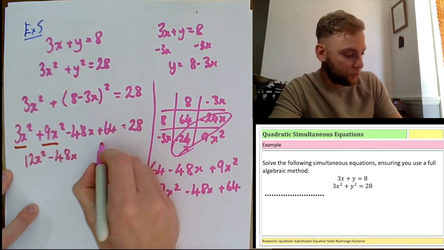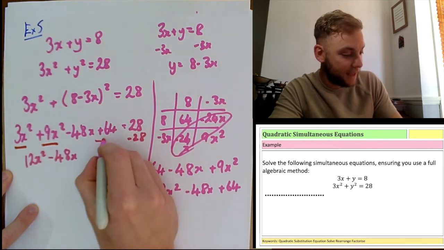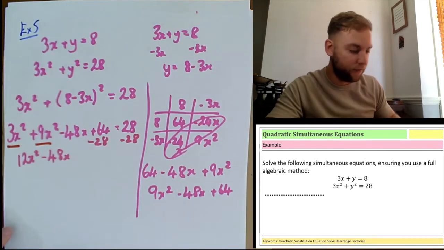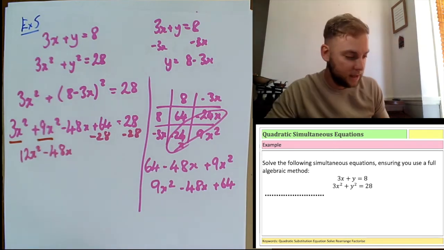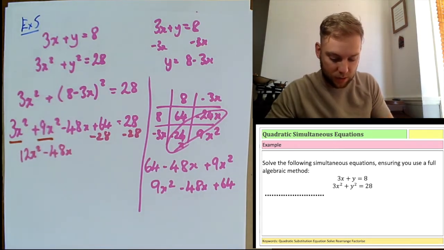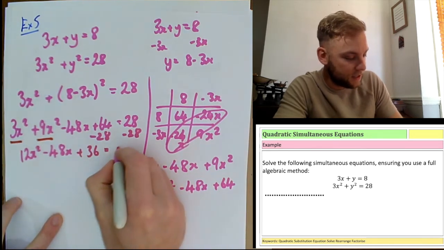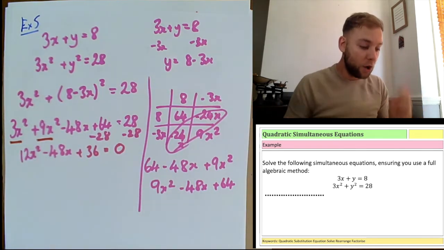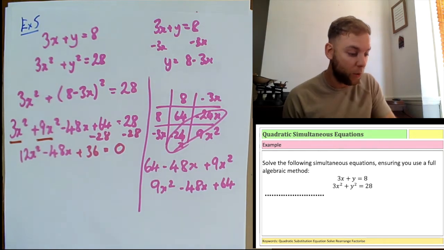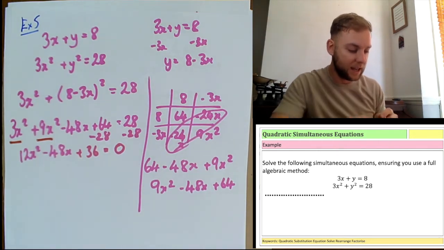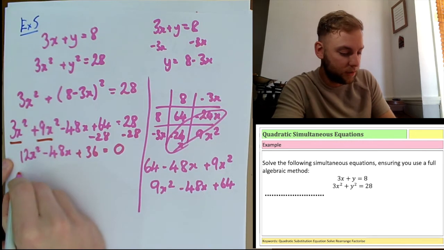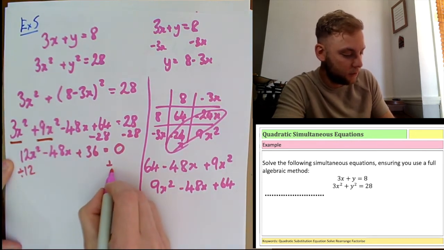And I'm just going to do this all in one step. So I'm going to minus the 28 to make it equal to 0. So 64 minus 28 is equal to plus 36, which is equal to 0. Notice with this, actually, 12 goes into all of these, doesn't it? So how many times does 12 go into this one? So I'm going to divide all this by 12.